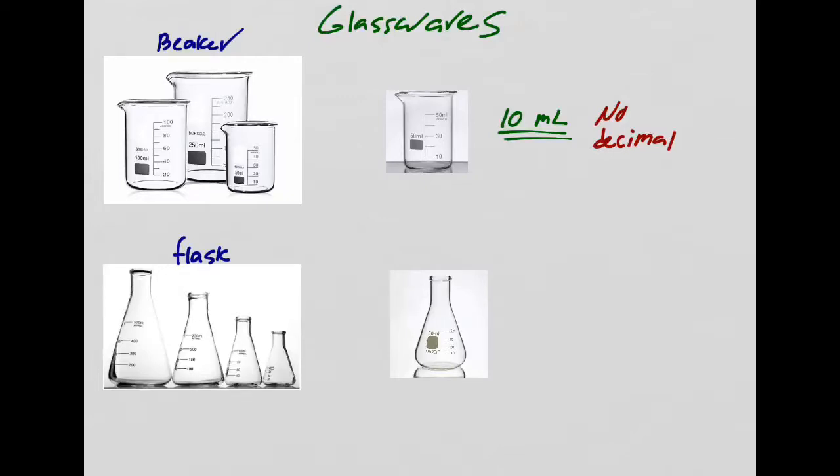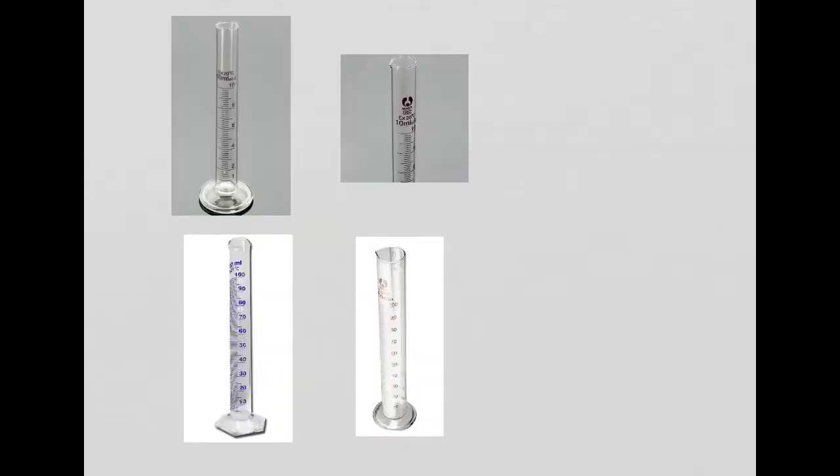You cannot have any decimal places. So if I measure 10 ml, I should just report 10 ml. If you tell me you measured 10 ml, then I know you didn't measure it accurately. I know it's not going to be exactly 10 ml. So no decimal places when you have a beaker, and no decimal places when you use a flask. So far, so good?